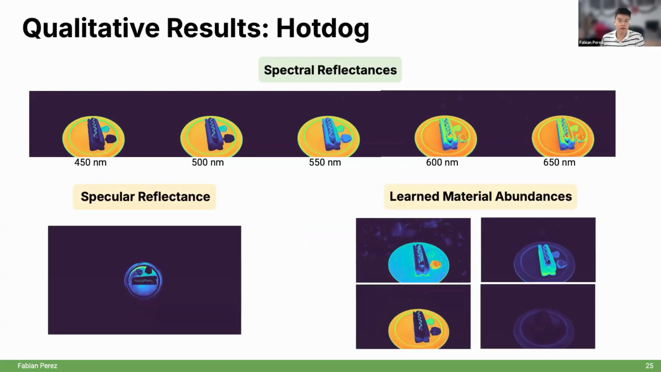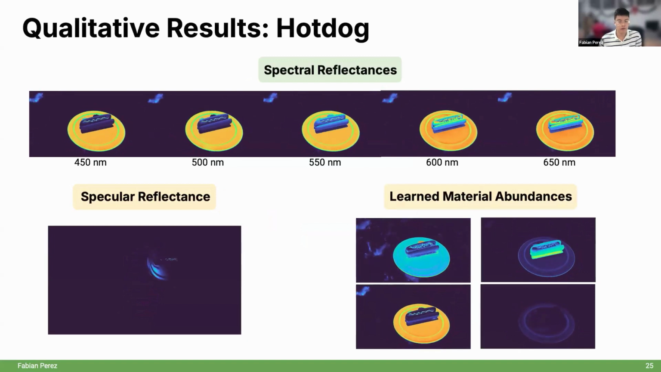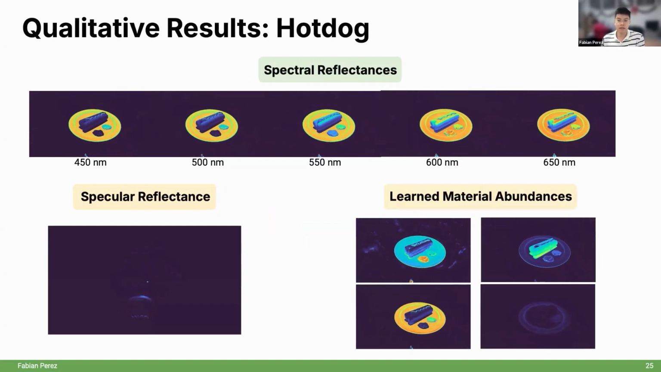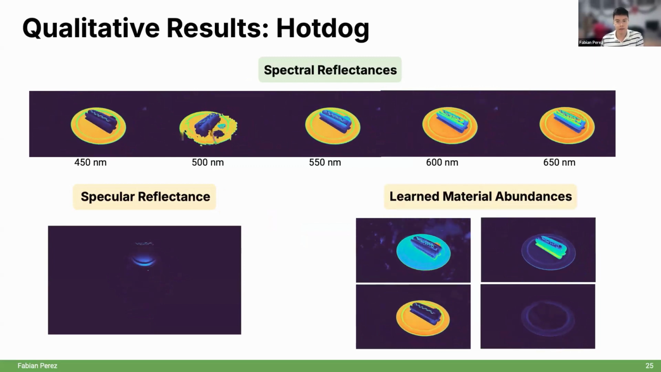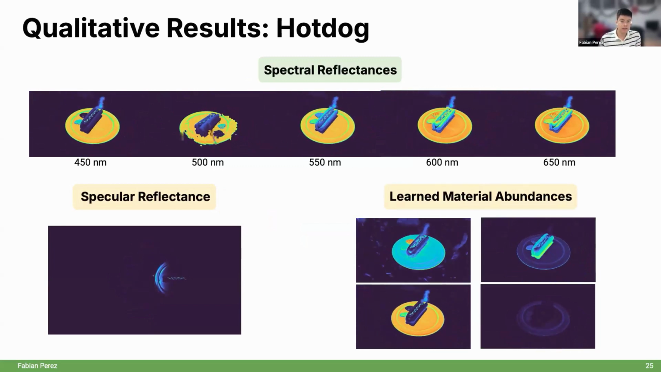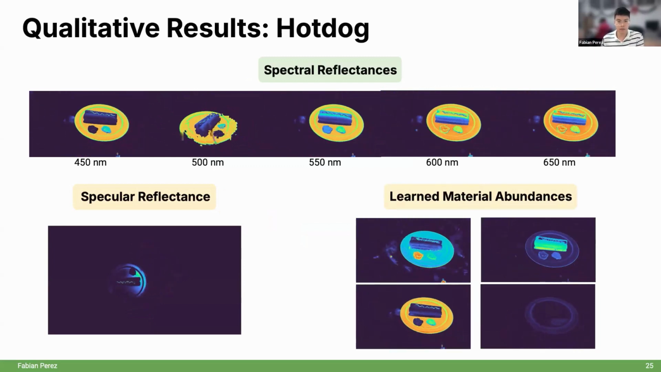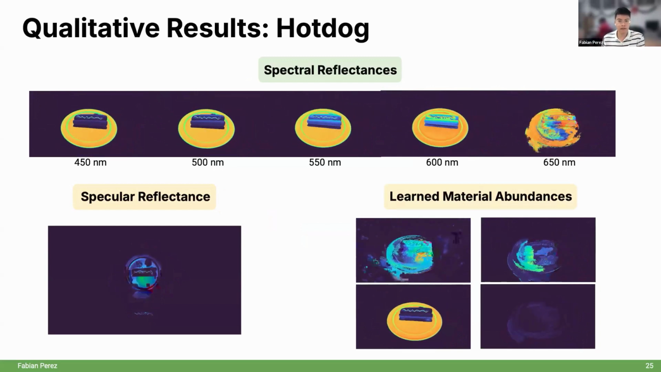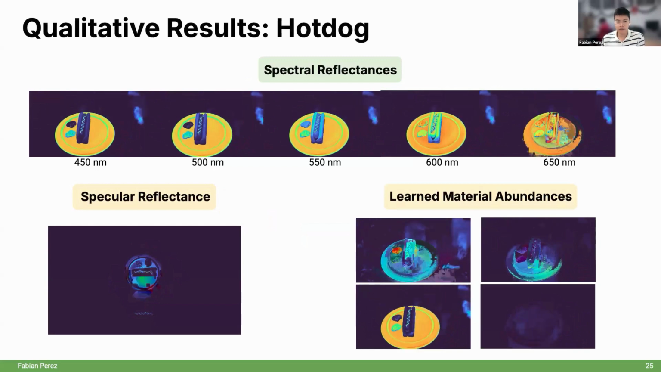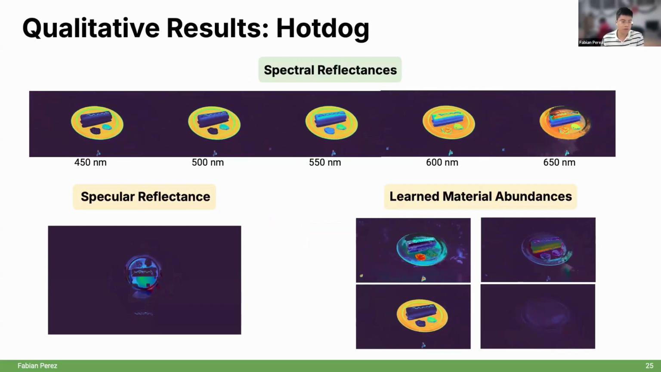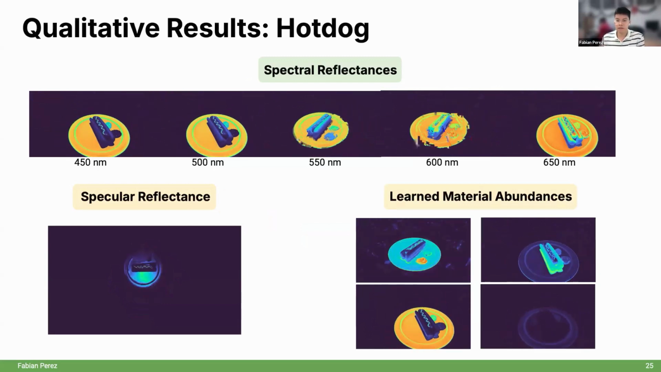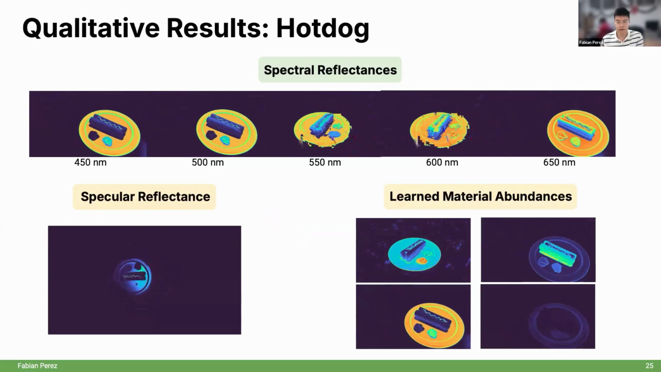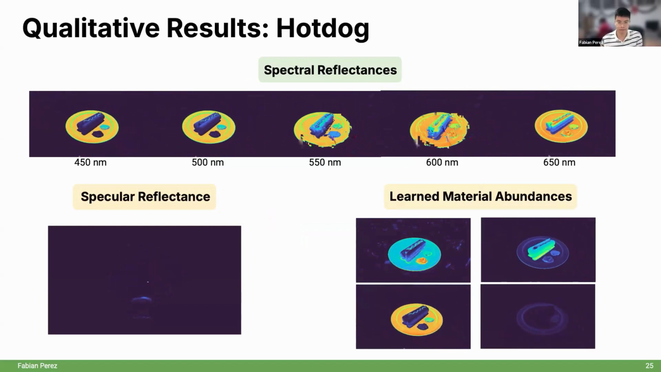Here, we show some components of UnMix-NeRF rendered. Across the top, you see the spectral reflectance at several wavelengths. Notice how the relative response changes as the wavelength shifts. On the bottom left is the specular reflectance. Note the changes depending on the viewing angle. And on the bottom right are the linear material abundances. Each map activates on a different region of the scene depending on the material.